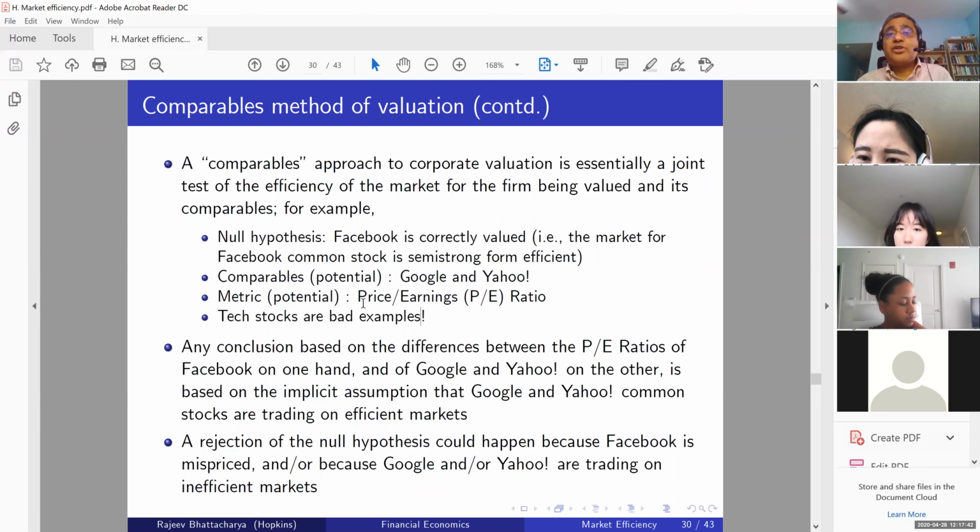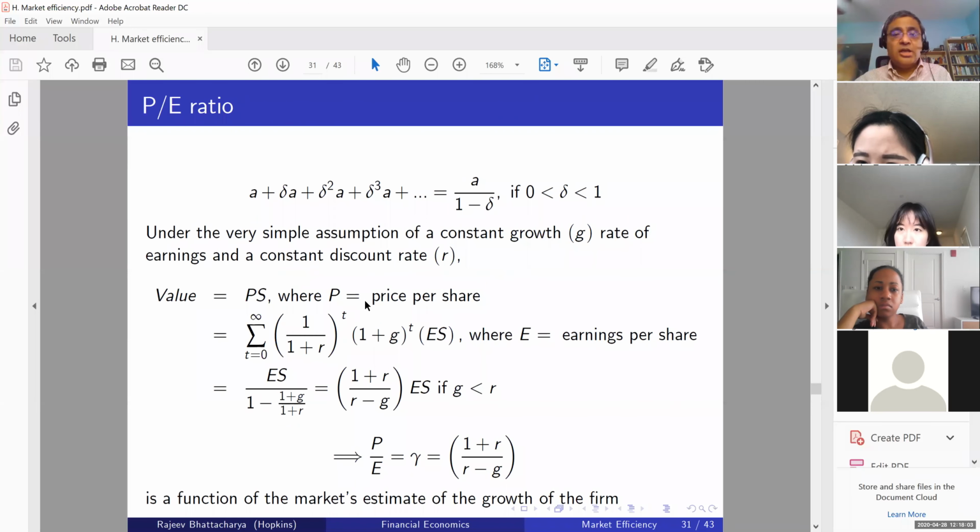One of the things that we often do is take the price earnings ratio, and I'll get to what the price earnings ratio means in just a minute, and we'll do some examples. So price per share, which is what you observe, and earnings per share, which you observe. The ratio is a measure of the growth of the firm. Let me just quickly show the PE ratio. The first equation there is simply the sum of a geometric series, which you're very familiar with.